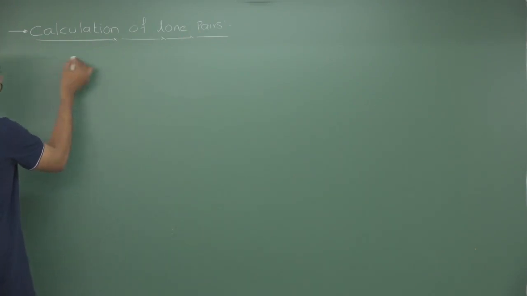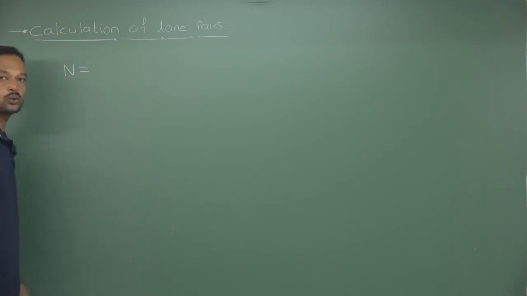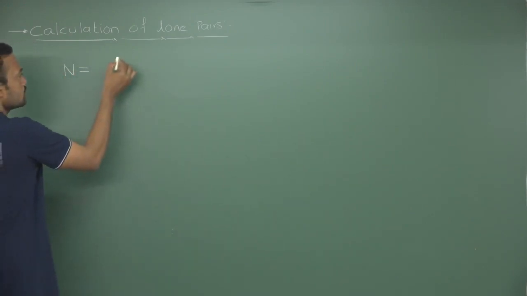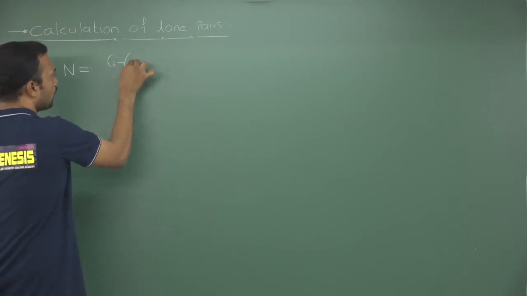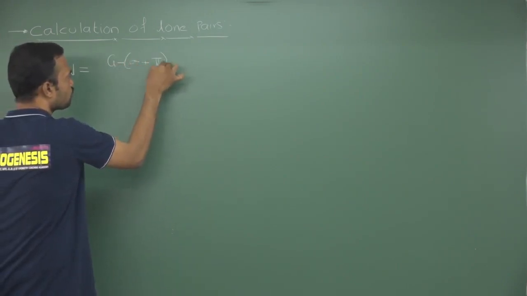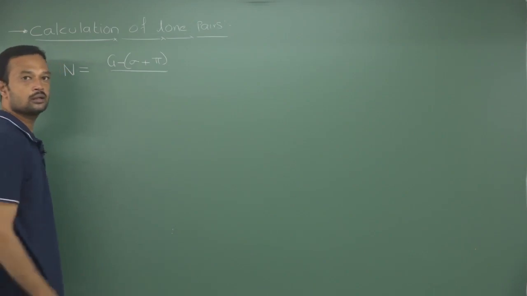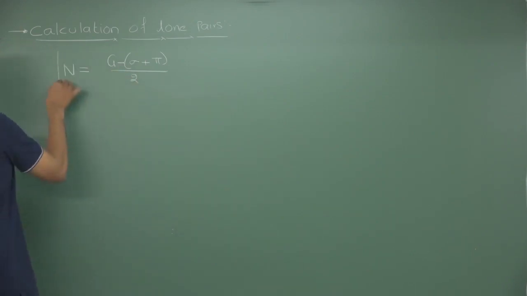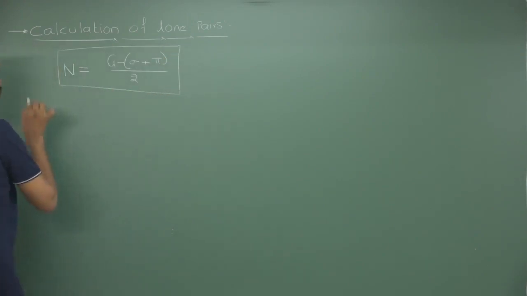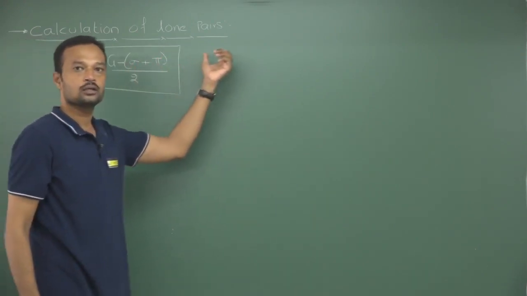Here, I will give a straightforward formula. Suppose the molecule is neutral. Simply take the group number, minus the total number of sigma bonds and the total number of pi bonds surrounding that particular central atom, and divide by 2. This is the formula used to calculate the number of lone pairs present in a given molecule.